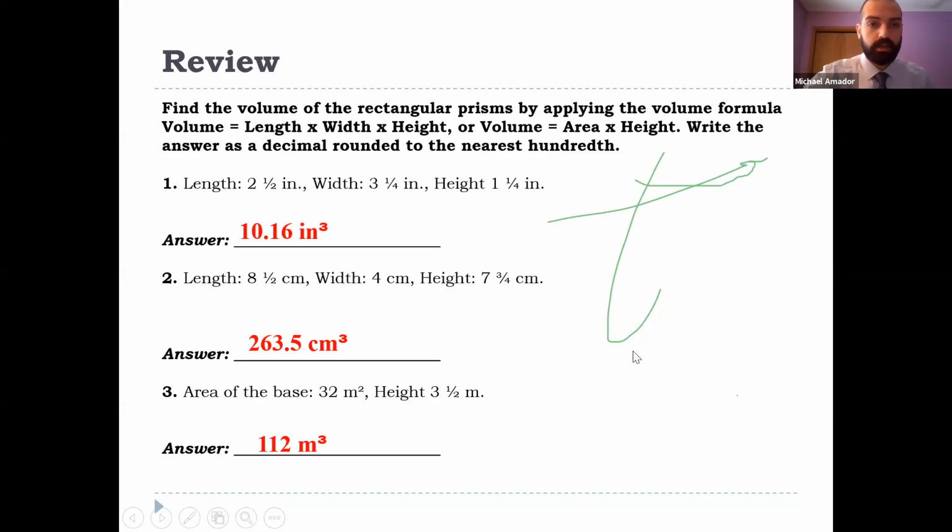Using the volume formula for rectangular prisms, for each of these, what you would do is take the length, multiply it by the width, and multiply it by the height. This question asks to round to the nearest hundredth, which is why this answer we have to round to 0.16.